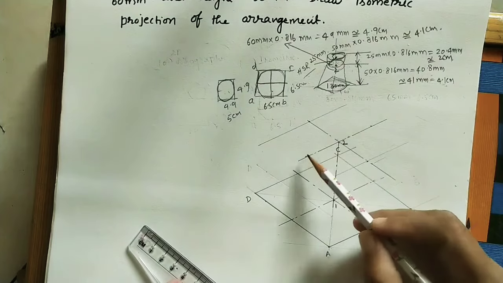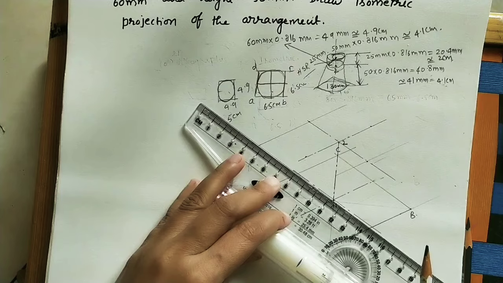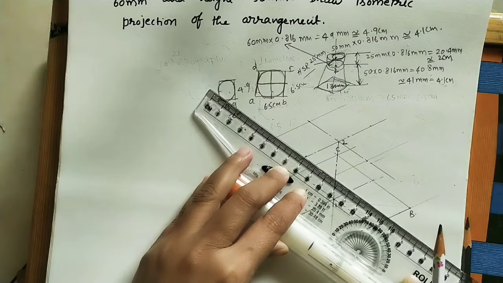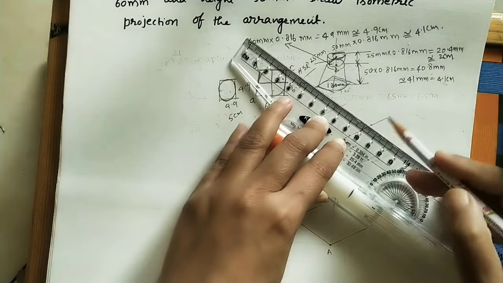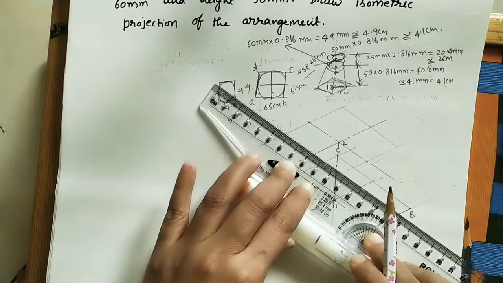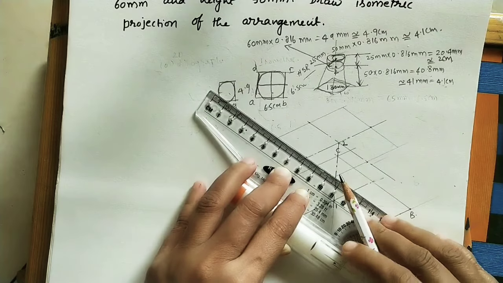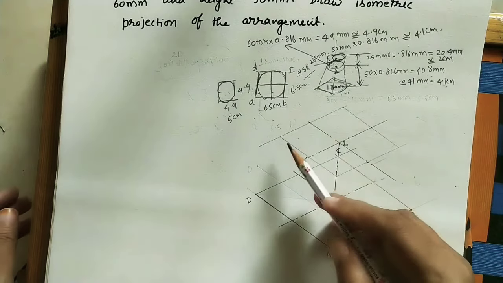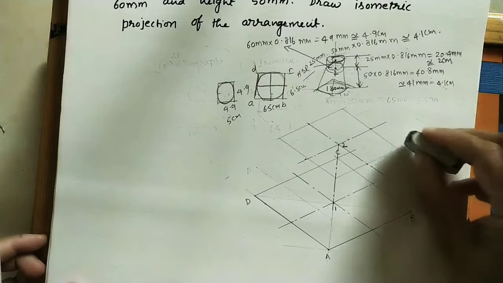Similarly at these points also do the lines parallel to this. Take this as the reference line. Move the scale up to this point. Do the line. Here also at this point do the line. Okay, like this. Now here we got the rhombus. Remove the extra lines so that we can avoid the confusion.